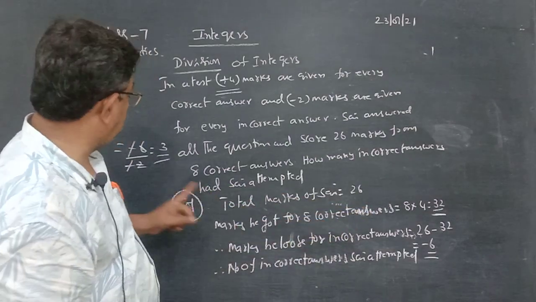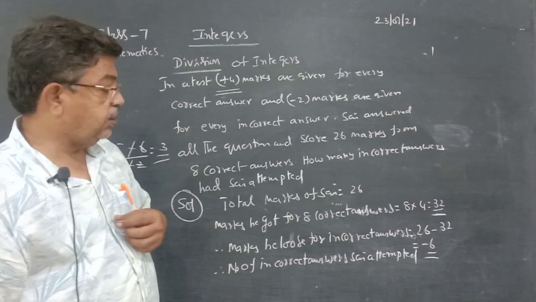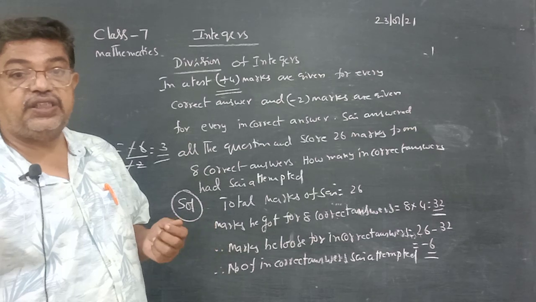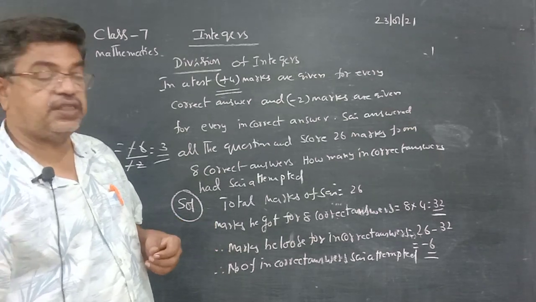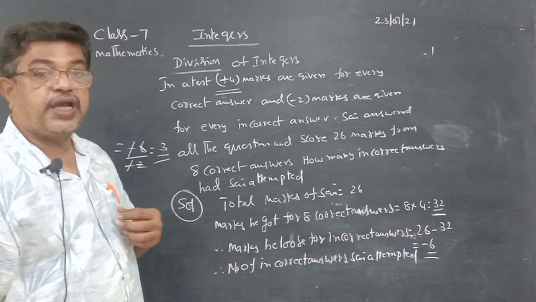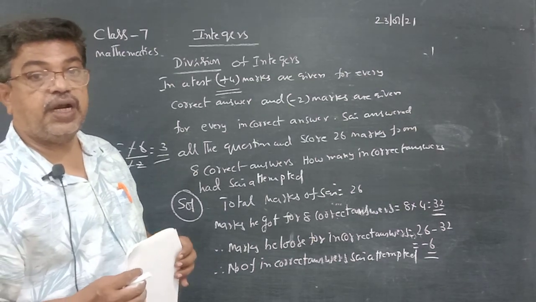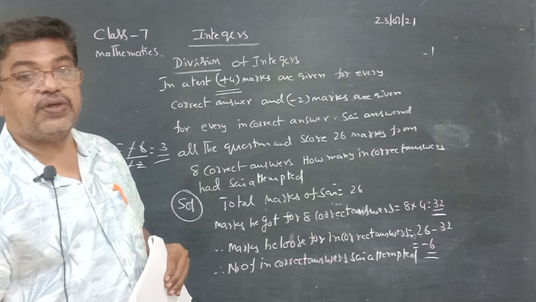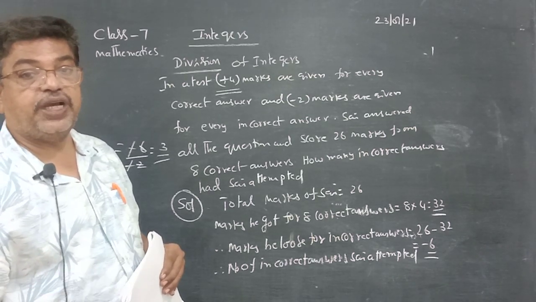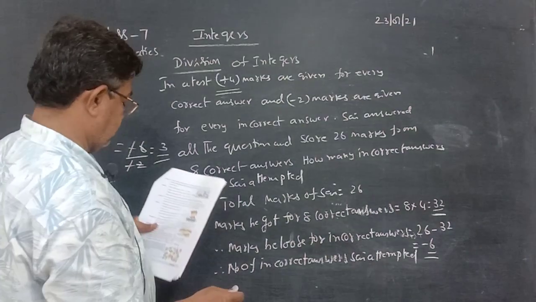Here you have multiplication and also division. You have subtraction also. 8 into 4 is 32, multiplication. From the total marks you are subtracting correct answer marks. The difference is incorrect answers marks, that is minus 6. Therefore, the number of incorrect answers Sai attempted is equal to minus 6 divided by minus 2, equal to 3. That means Sai had attempted 3 questions incorrectly and 8 questions correctly. 8 4s are 32, 3 2s are 6, 32 minus 6 is equal to 26. The total marks of Sai is 26.